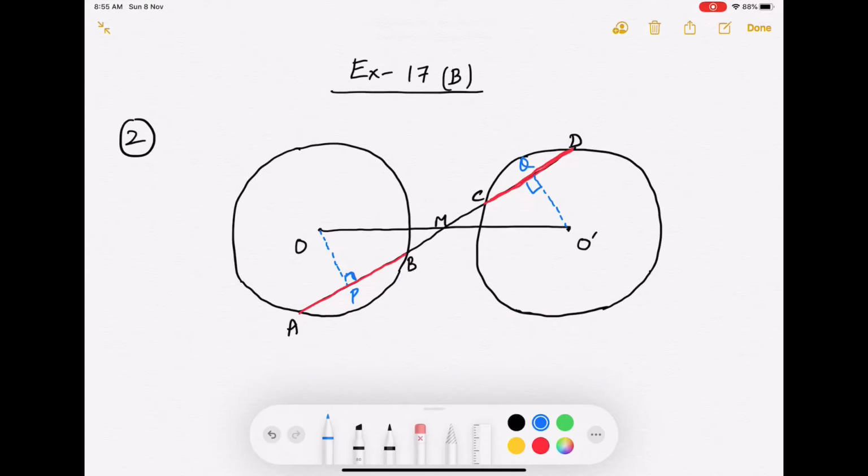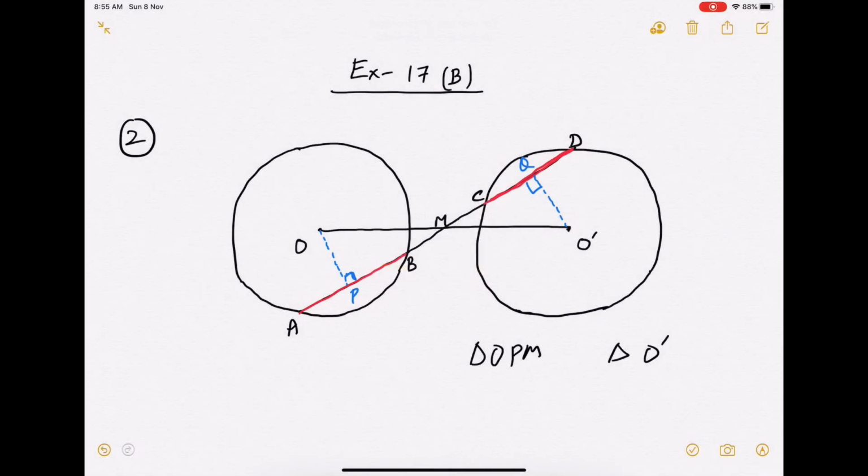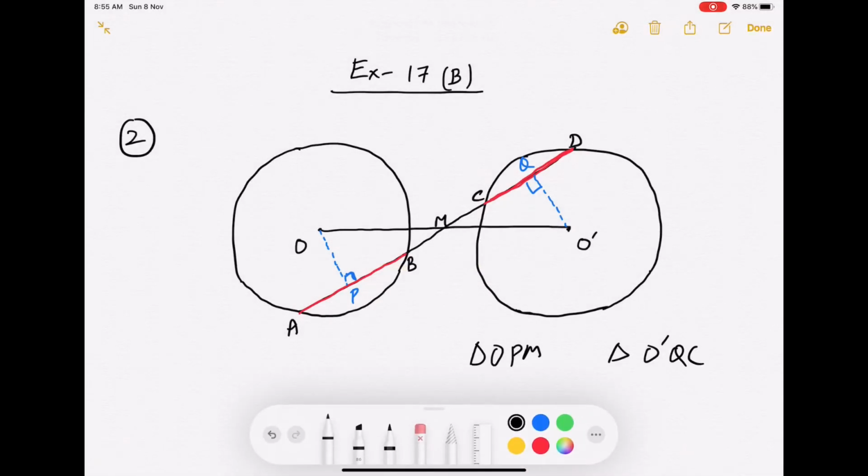So to do that, let us look at these two triangles, triangle OPM and triangle O dash QM, and let us see whether we are able to prove that they are congruent. If they are congruent, then we can easily say that OP will be equal to O dash Q. Alright, so let us see what sides or what angles are equal.